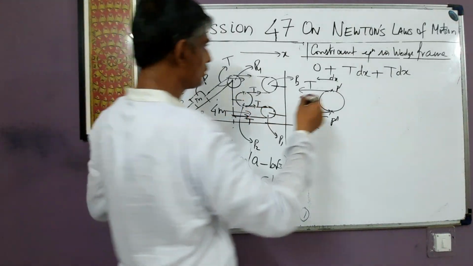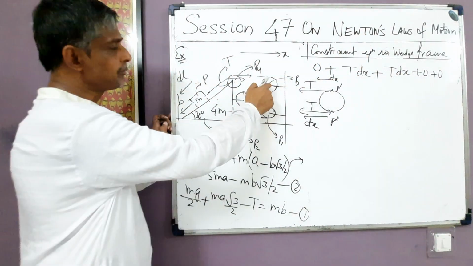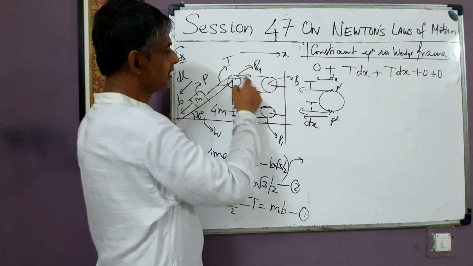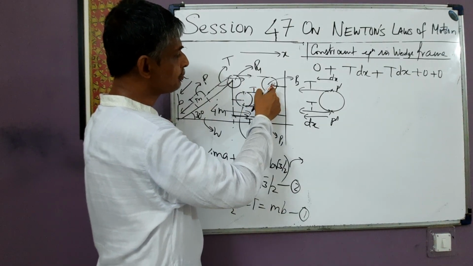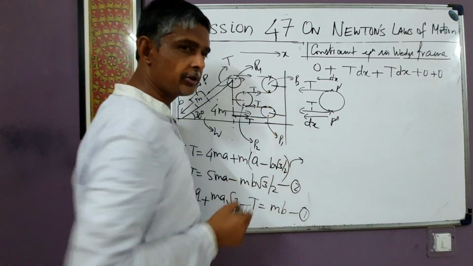So this becomes T into 0 plus T into 0, which is 0 plus 0. Okay. Now come to this point P3. Now this string exerts a force on P3 at effectively only 2 points, at its highest point and its lowest point.